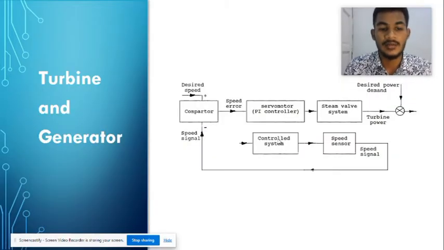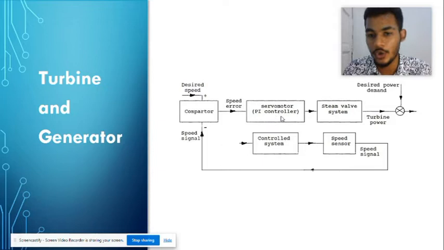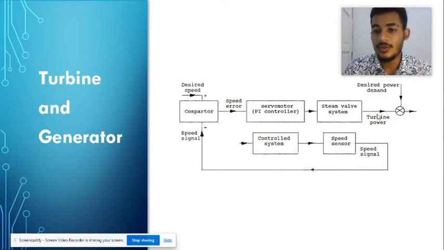Turbine and generator. This is the block diagram of the turbine control system. First, there's a comparator. The comparator will send the speed signal to the servo motor, which has another name, the PIC controller. Then the signal will be sent to the steam valve system. The steam valve system will decide how the valve rotates, clockwise or anti-clockwise, to open once the steam enters. This steam will be used to turn the turbine.